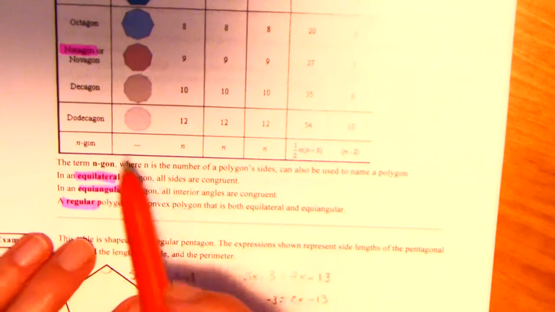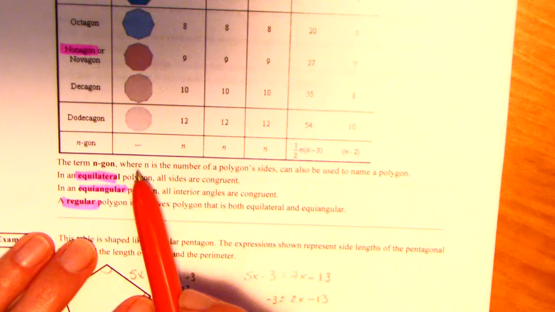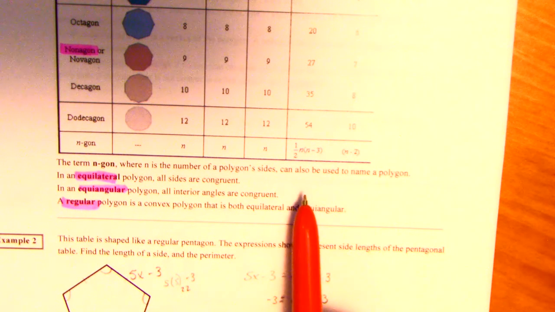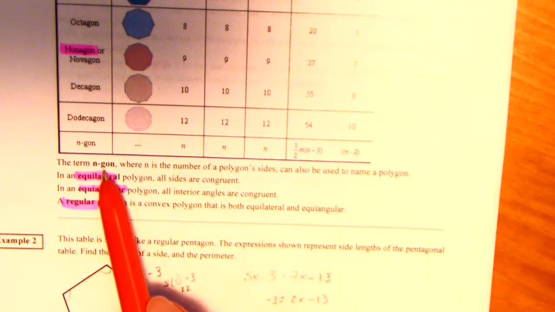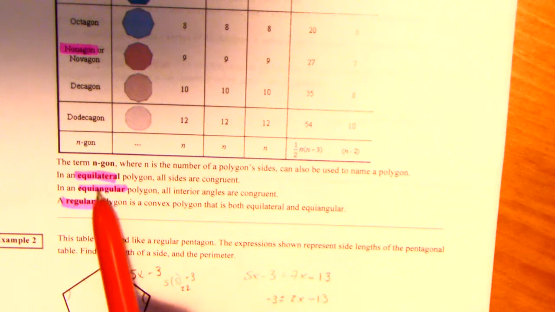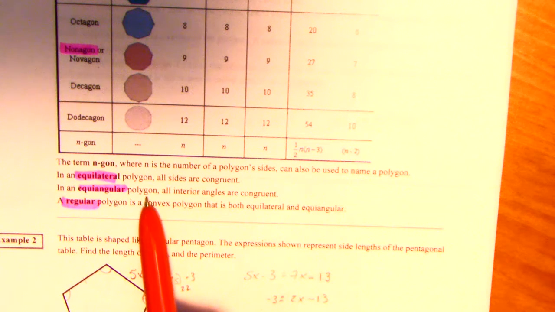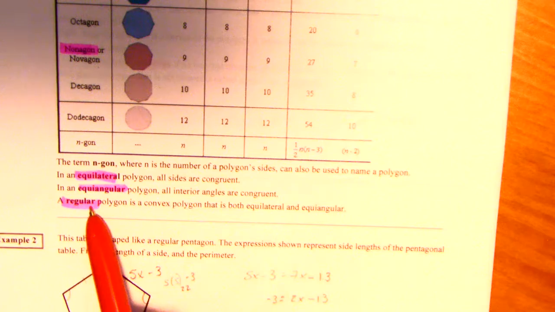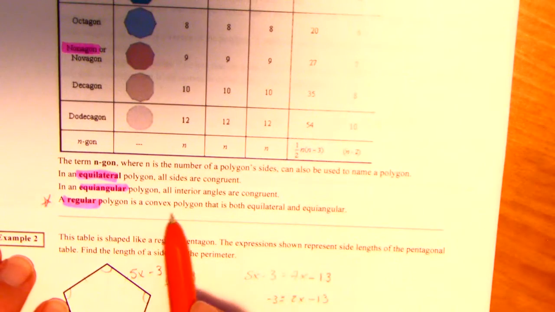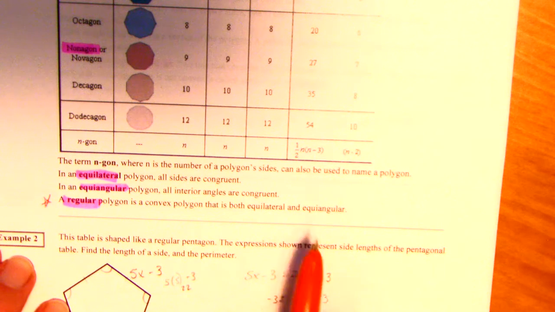Alright, so some other terms. The term n-gon, where n is the number of sides of a polygon, can also be used to name the polygon. So if you forget the name of a heptagon, which is 7 sides, you can call it a 7-gon if you choose. In an equilateral polygon, all sides are congruent. In an equal angular polygon, all interior angles are congruent. And then a regular one, this is my important one, let's actually put a star there. A regular polygon is a convex polygon that is both equilateral and equal angular.